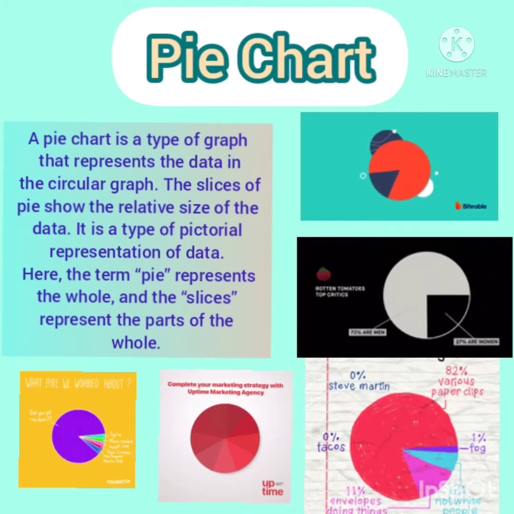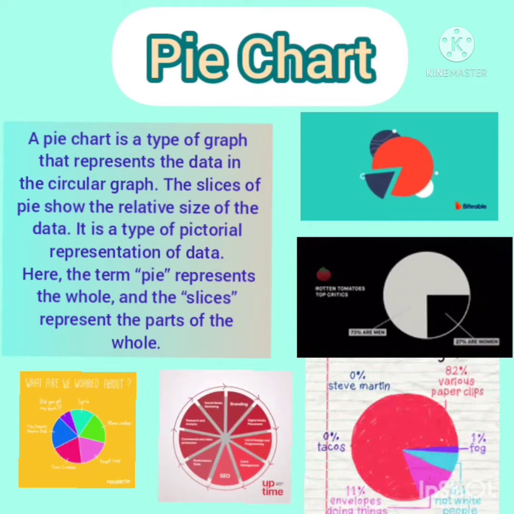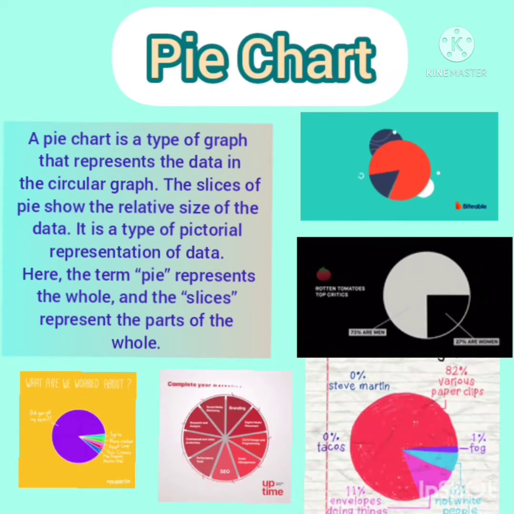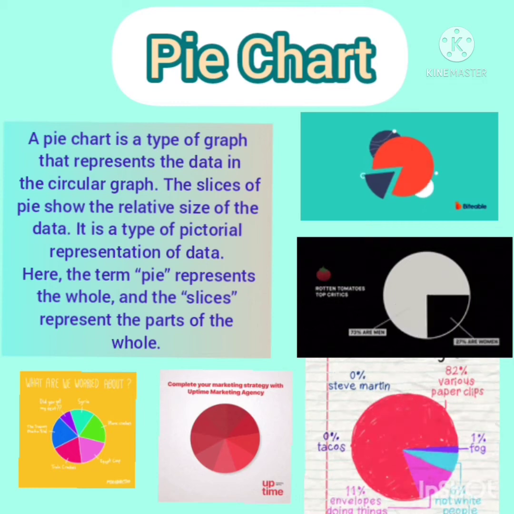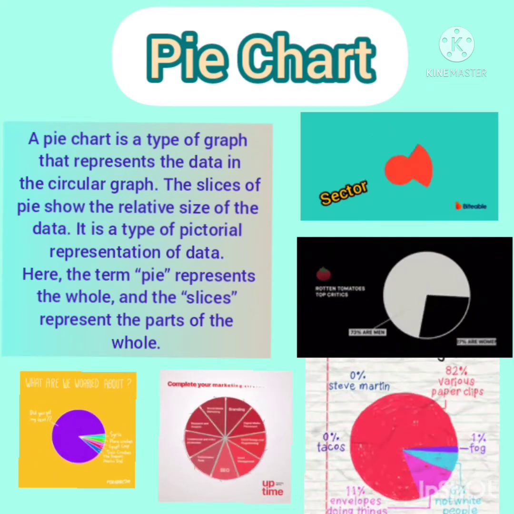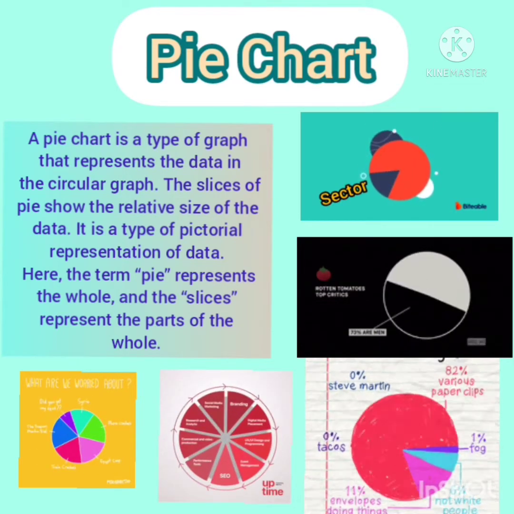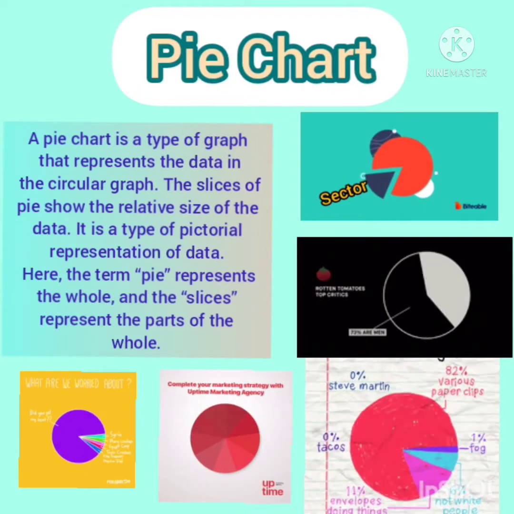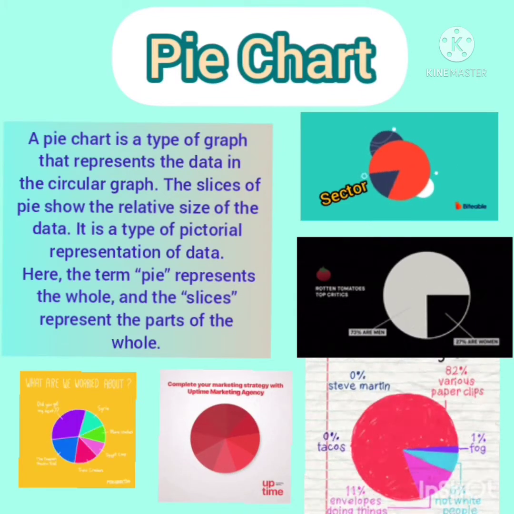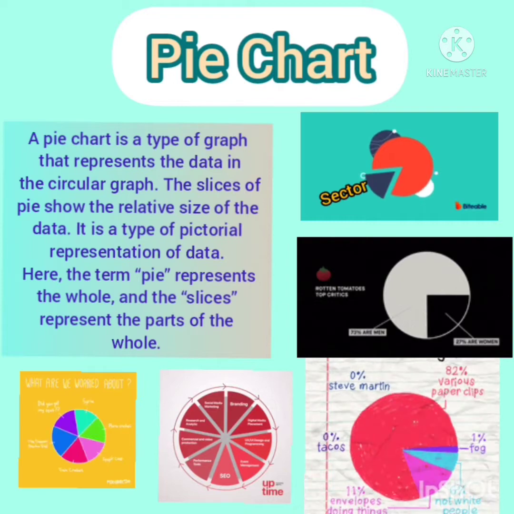The pie means whole. Whole means the complete circle is divided into different slices, just like the slices of pizza. Each slice is also known as a sector. Sector means the space or the region between the two radii of the circle.